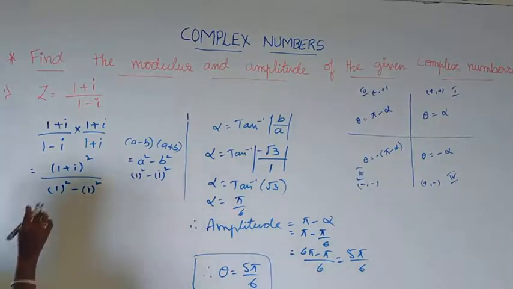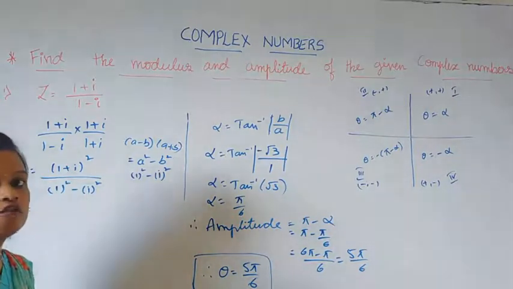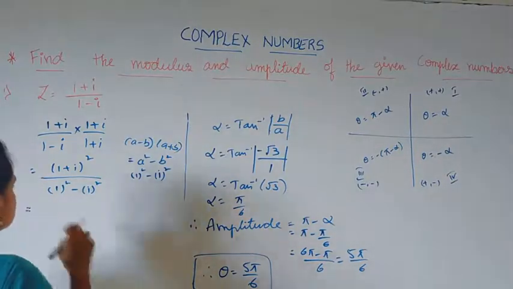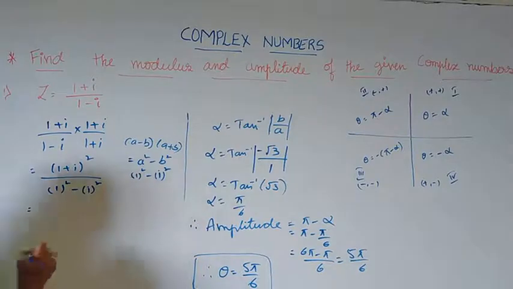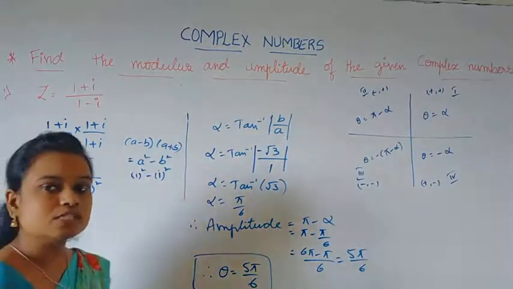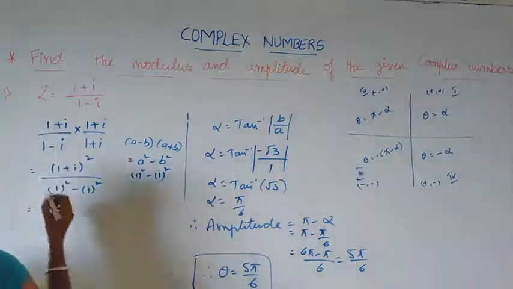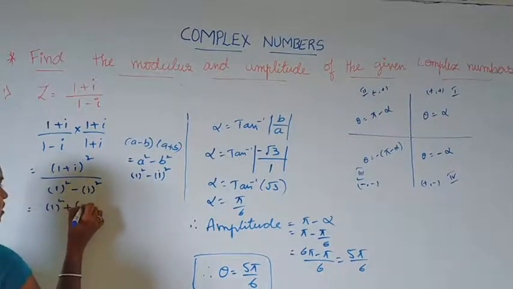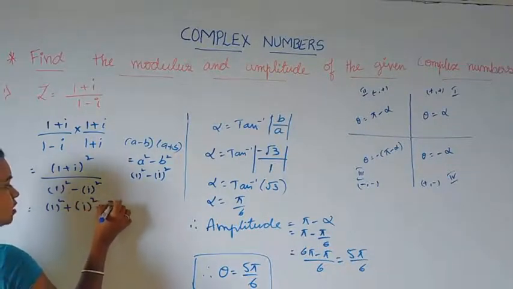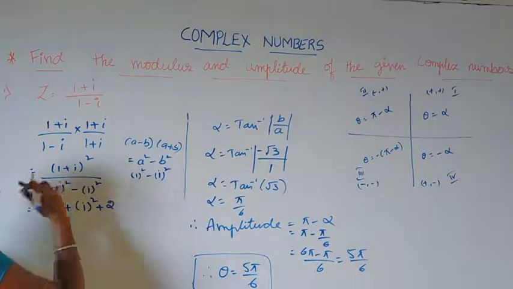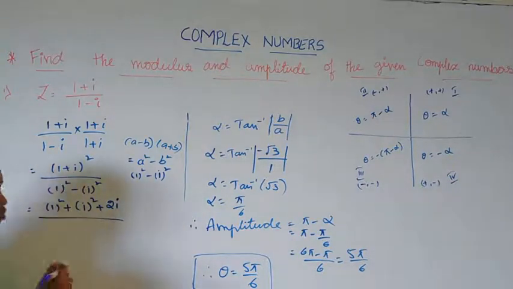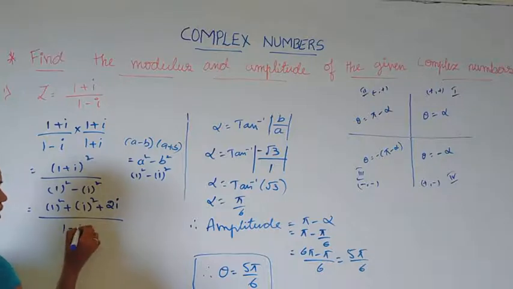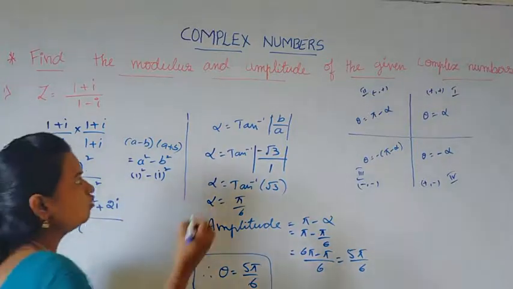Here the numerator is of the form (a plus b) the whole square. So here a is 1 and b is i. So (a plus b) the whole square means a square plus b square plus 2ab. That is 1 square plus i square plus 2 into 1 into i, which is 2i, divided by 1 square minus i square. What is the value of i?